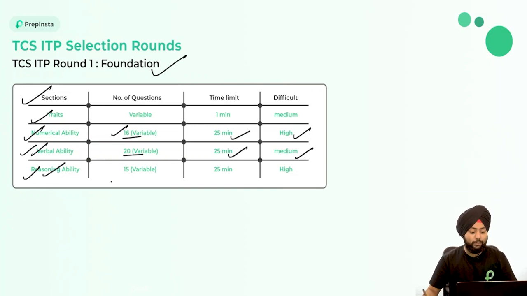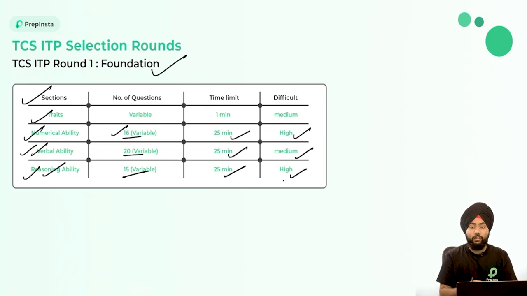Talking about the reasoning ability, there will be 15 questions and they can also vary, and you will get 25 minutes for the same, and the difficulty level will be high. Talking about the high difficulty level in reasoning ability, the topics they can ask are basically data arrangement, seating arrangement, circular arrangement, blood relation, and data interpretation. These topics should be on your tips if you are preparing for the very first round, that is the TCS ITP foundation round.